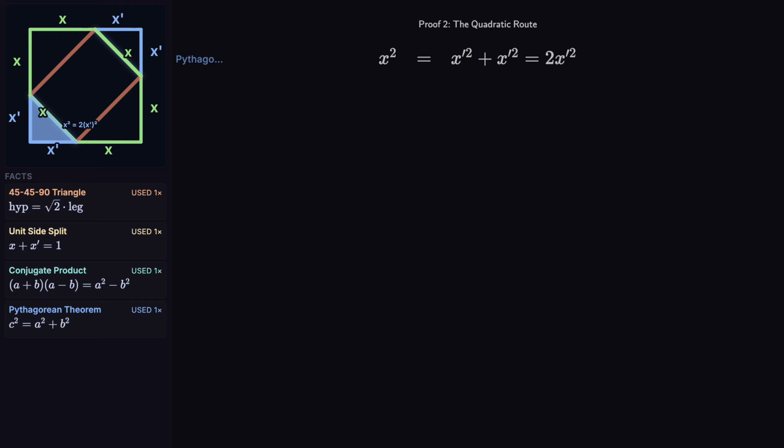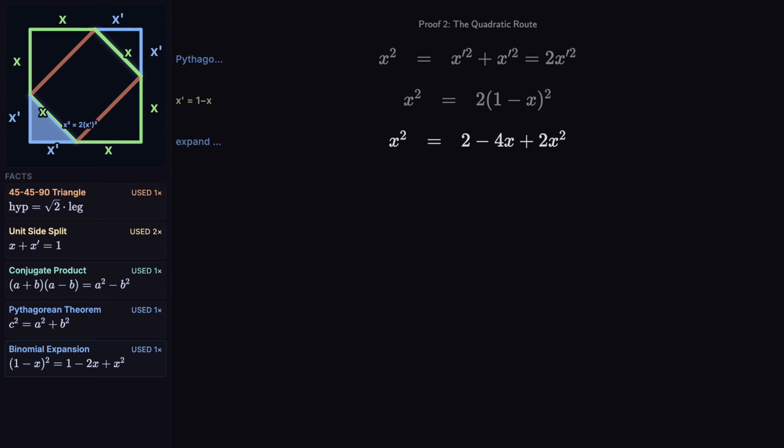But this time, instead of the side ratio, we use the Pythagorean theorem. x squared equals x prime squared plus x prime squared, which simplifies to 2x prime squared. Notice the difference. Proof 1 gave us a linear equation, but this squaring is about to send us into a quadratic. Again, substitute x prime equals 1 minus x. Now expand the binomial. 1 minus x, quantity squared, is 1 minus 2x plus x squared. Multiply through by 2. We get x squared equals 2 minus 4x plus 2x squared.